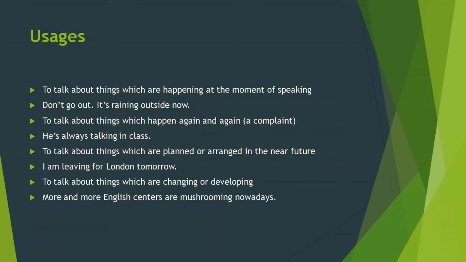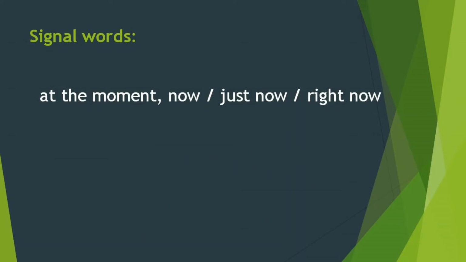And also we use it when we talk about things which are changing or developing. Like, more and more English centers are mushrooming nowadays. So it's a continuous process. If we see these words like at the moment, now, just now, right now, we can guess this is present continuous tense.